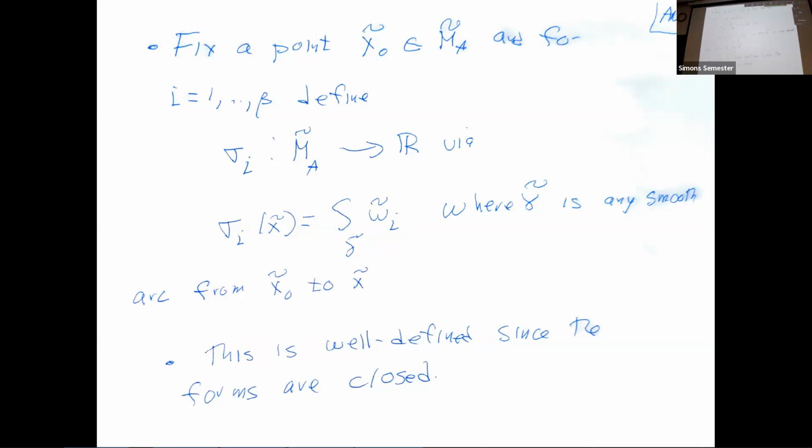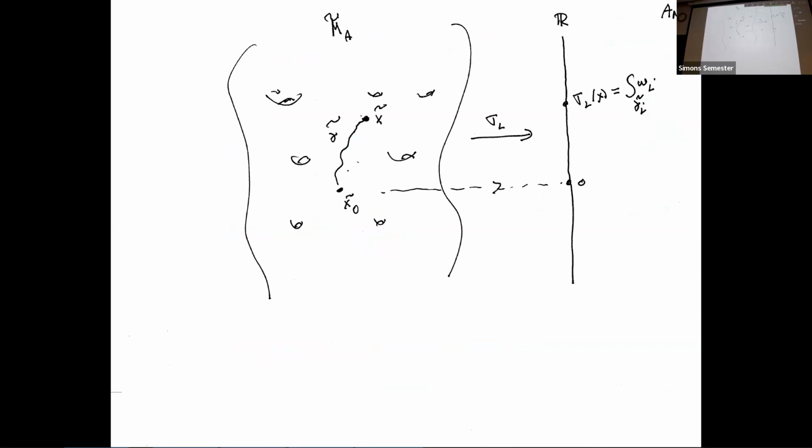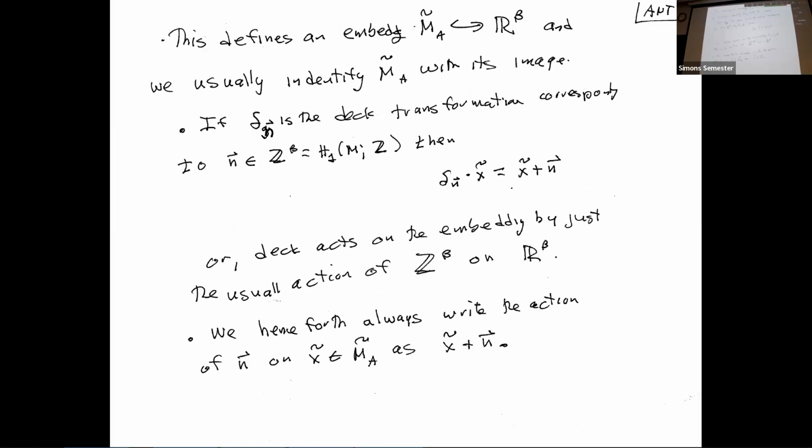You have beta of them, where beta is the first Betti number. All right, and so you put all these maps together. There's a picture here, sorry. You pick a path from here to here, and you get the image of this point by integrating the particular lift of the one form, the tilde here, and you get this point. It turns out this is an embedding. So you put all these together and it embeds the universal abelian cover in a nice Euclidean space. And this has a lot of nice properties for computations.